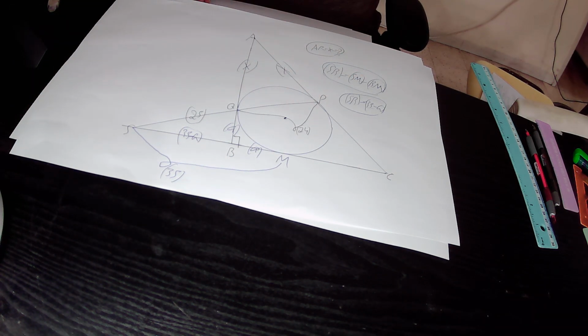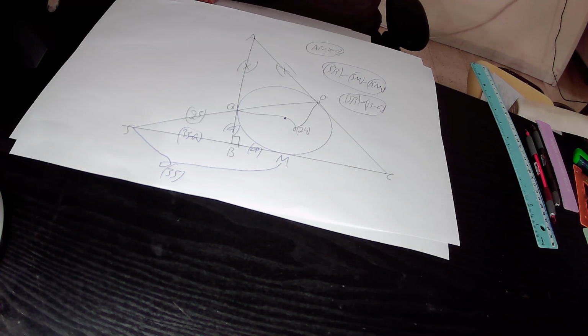SM is a tangent to the circle at the point M, so SM is a tangent to the straight line. So if we focus on the upper side of the straight line SM at point B, the sum of the angles must be equal to 180 degrees according to Euclid. The sum of the angles on one side of a straight line is equal to 180 degrees.